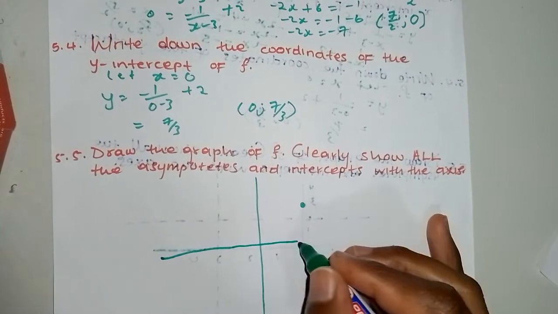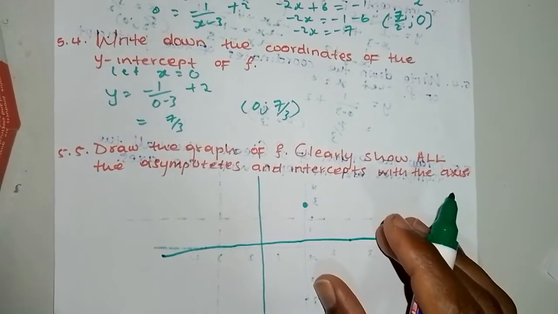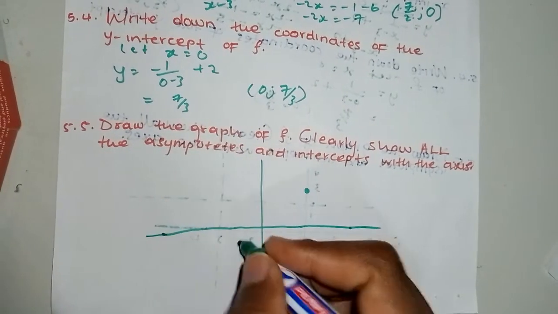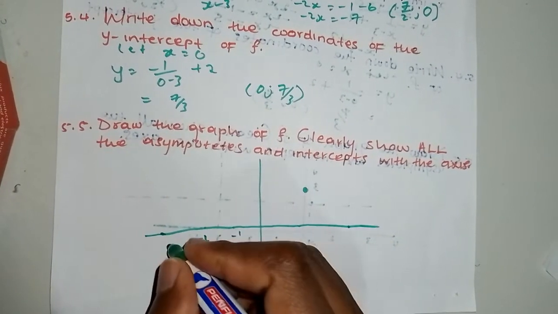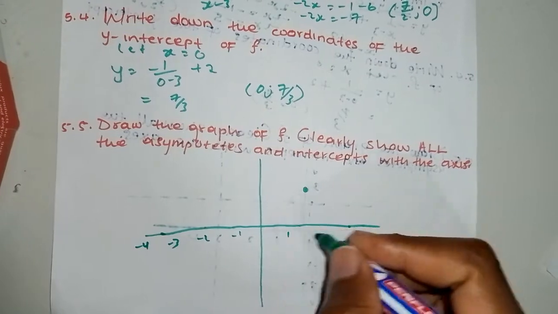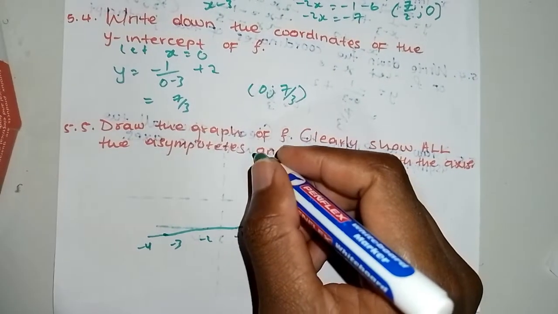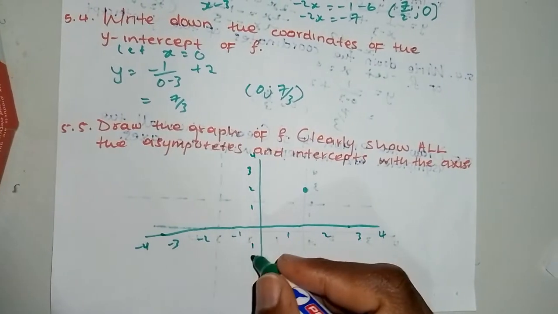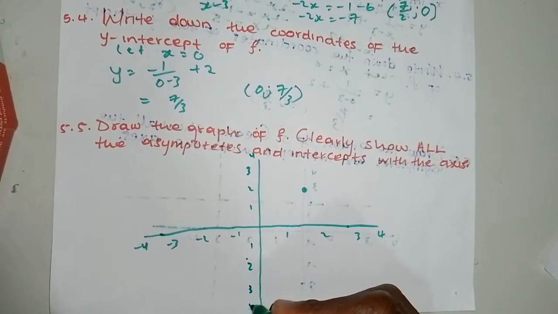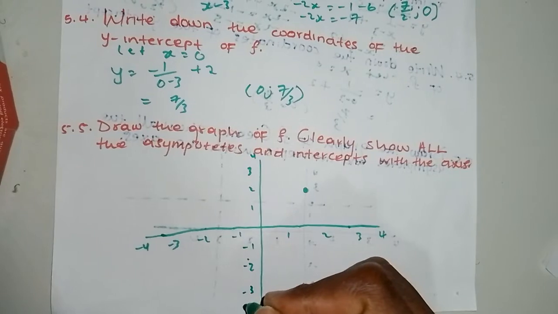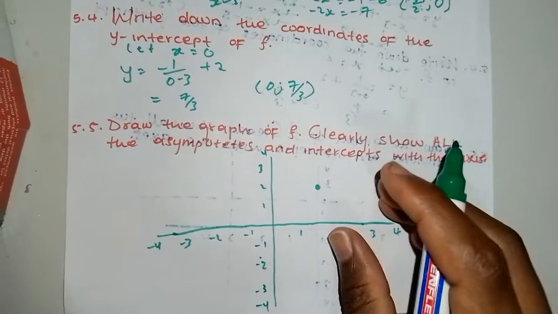The next question, the last question, they say we need to draw the graph. These are my axes. I have negative 1, negative 2, negative 3, negative 4, and 1, 2, 3, and 4 on the other axis. This is supposed to be negative.